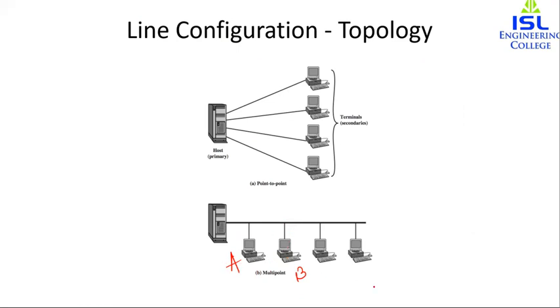If computer A needs to send the data simultaneously to B, C, and D, then in this case it does not need separate lines to send data to three different computers. Only one transmission line suffices. So this is a multi-point configuration, and the other one is the point-to-point configuration. These two topics we have seen earlier.